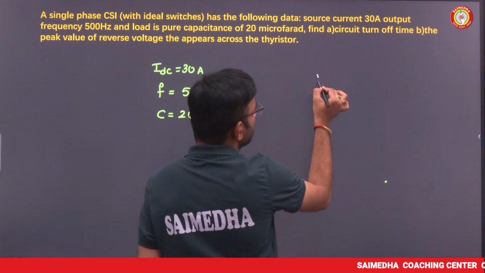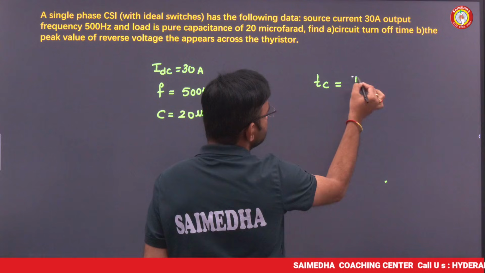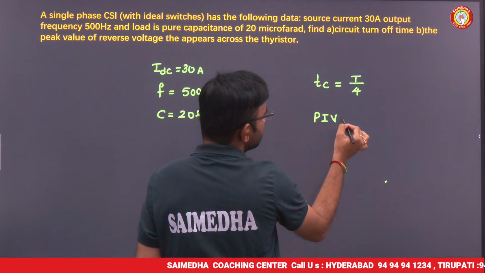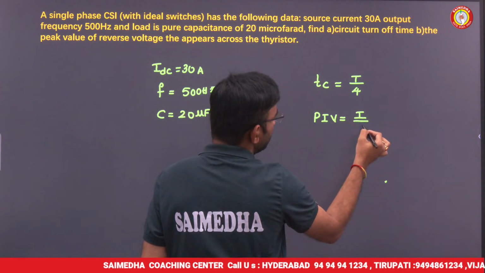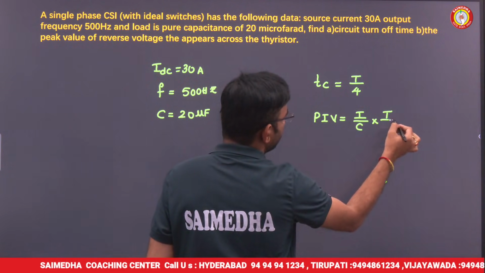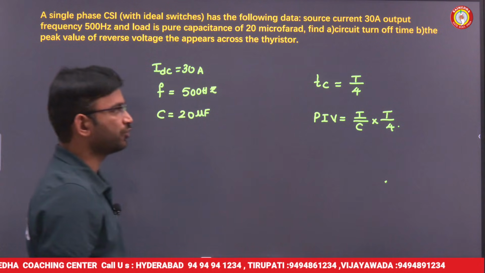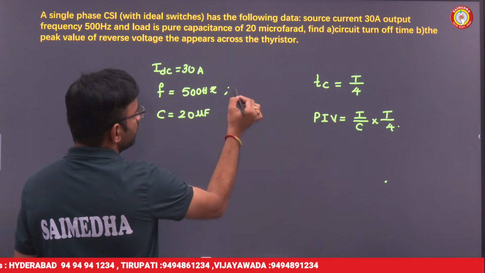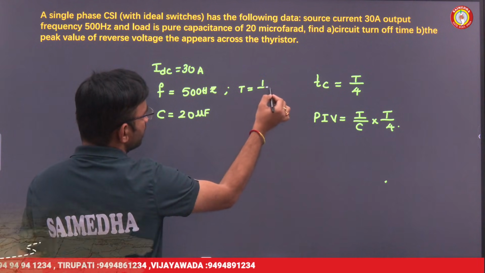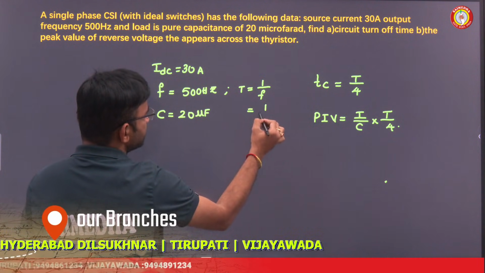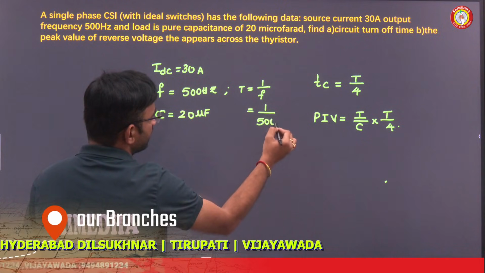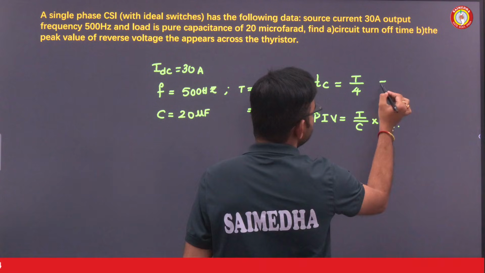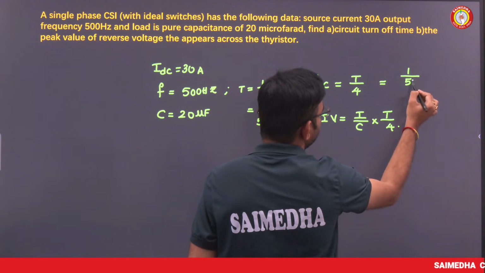So what is the circuit turn off time? TC is simply T by 4. What is the peak inverse voltage formula? In case of current source inverter it is I by C into T by 4. So let's try to substitute over here. Here frequency is given. From here we can get the time period equals 1 upon frequency, which is 1 divided by 500. So substituting, TC is 1 by 500 divided by 4.